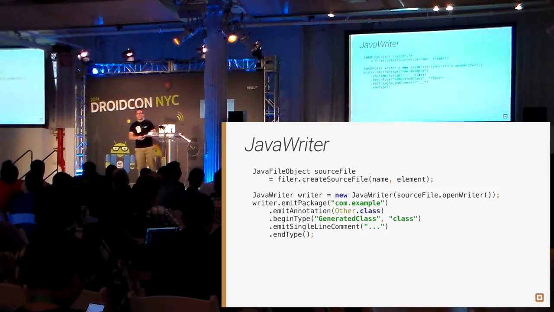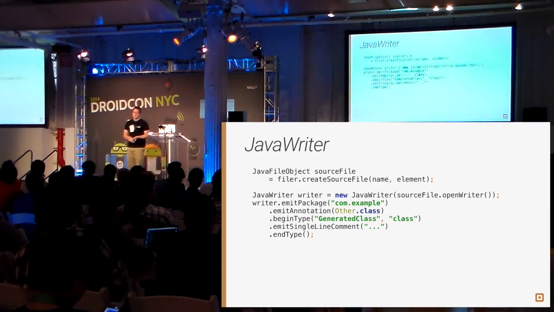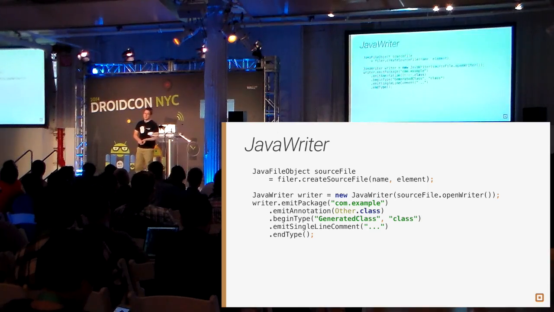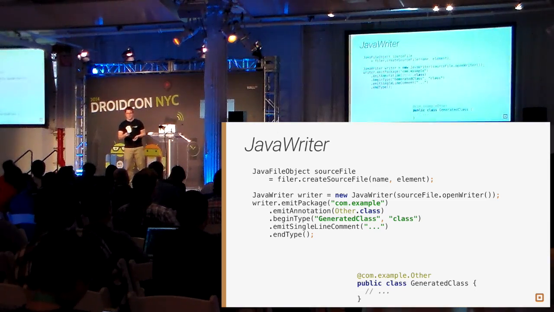So we get a JavaFileObject. Through that JavaFileObject, we're just going to open a stream and wrap it in JavaWriter. And that's going to give us this nice fluent API to emit source code. So you'll see I'm emitting a package, the other annotation, the generated class, which is a class, a comment, which just has 3 dots, and then I'm ending the type, which is the class. So it's going to spit this out. It'll have a package, which I didn't include.